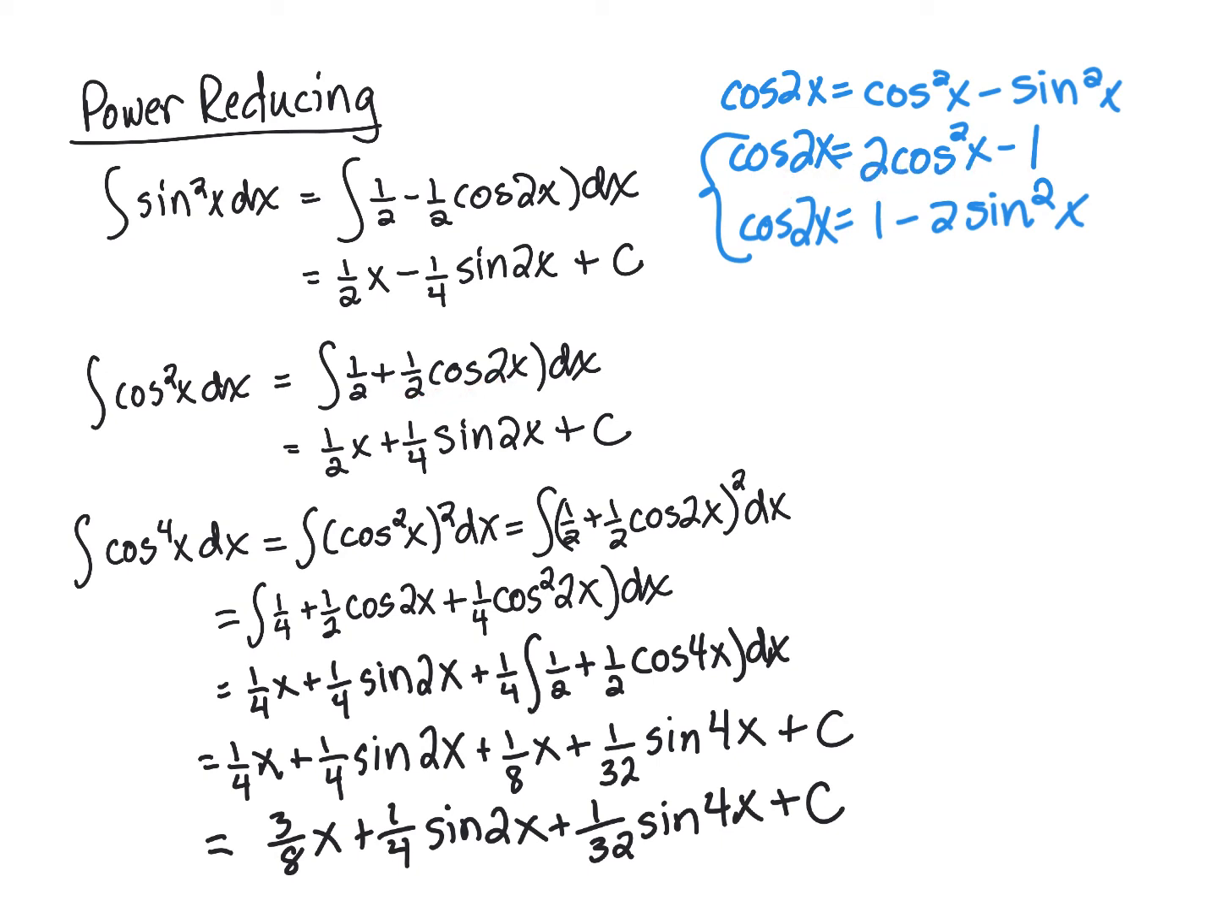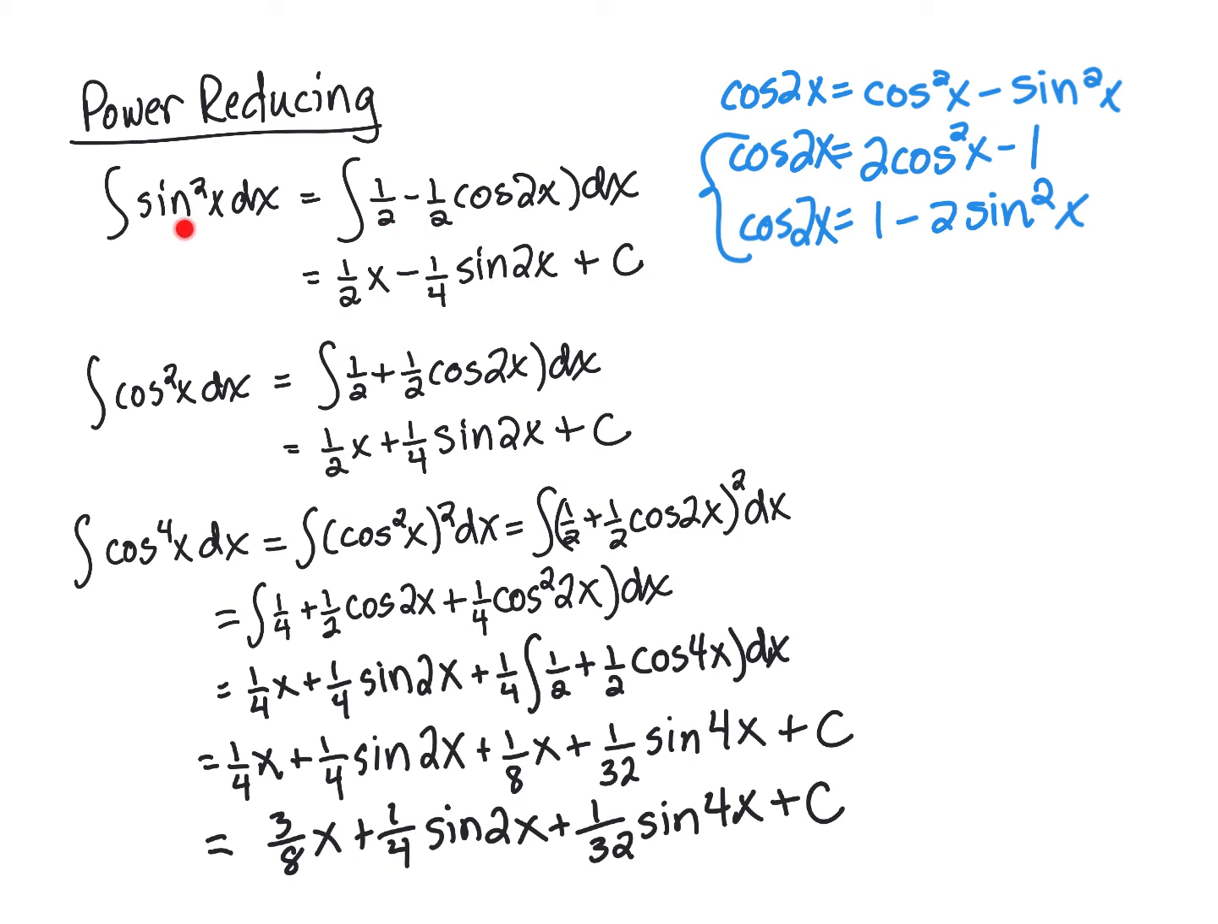This guy right here, if I had isolated sine squared, I would have subtracted 1 and divided by a negative 2, which would make the 1 positive and the cosine of 2x negative. So sine squared gets replaced with 1/2 minus 1/2 cosine of the double. So you compare these two formulas and you see they're exactly the same, except this one for cosine is addition, for sine is subtraction. But this is easy to integrate, right?